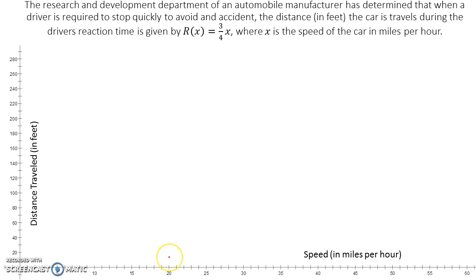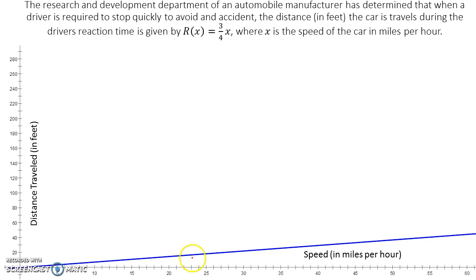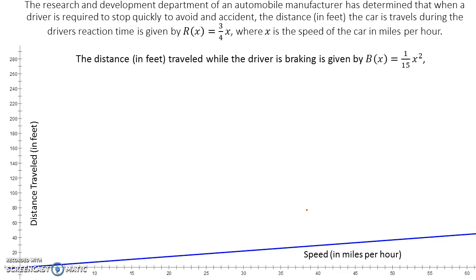We could do that a couple of times. 2 points determine a line, so we could do that, and we could get ourselves a line. And here is the line that represents that particular relationship. But now, of course, that doesn't give the total time for stopping. That's just the distance traveled based off of the reaction time. There's another part to this.